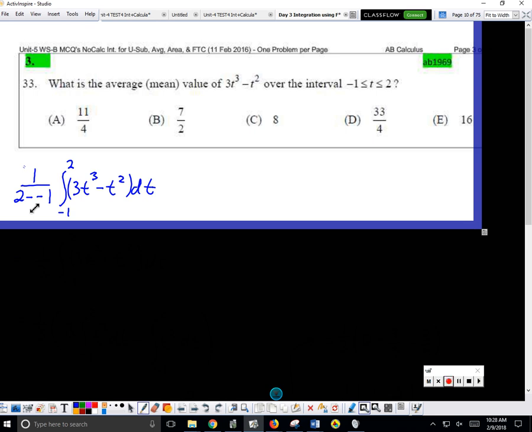If you're doing an integral with u-substitution, if you're doing an integral without u-substitution, right, you're doing an antiderivative.